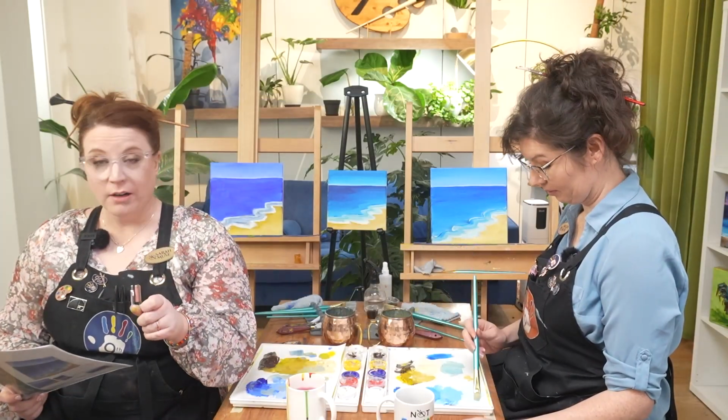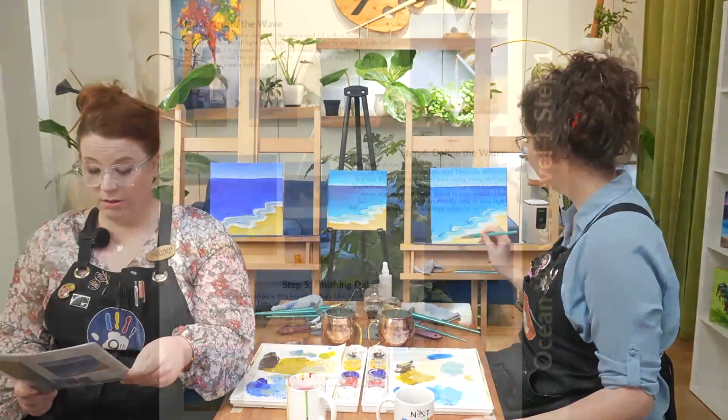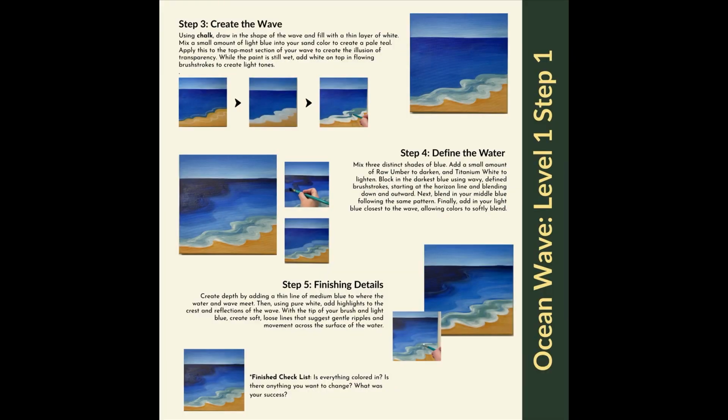So you're going to look at your card. We're going to do step number 4. Define the water. Mix 3 distinct shades of blue. We already did. Cool. We're awesome. Add a small amount of raw umber to darken and titanium white to lighten. So we're going to deepen this blue by adding the brown. The brown is blue shade, so it'll work.